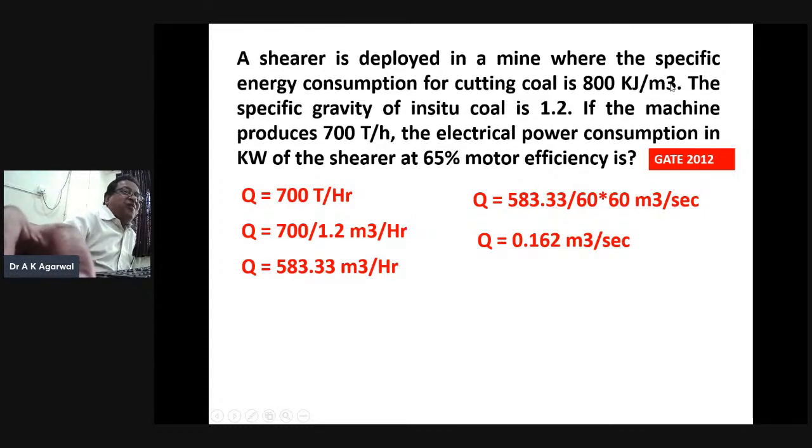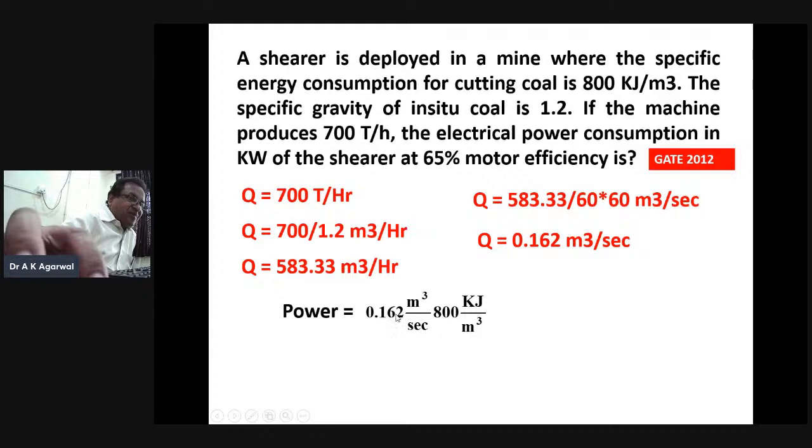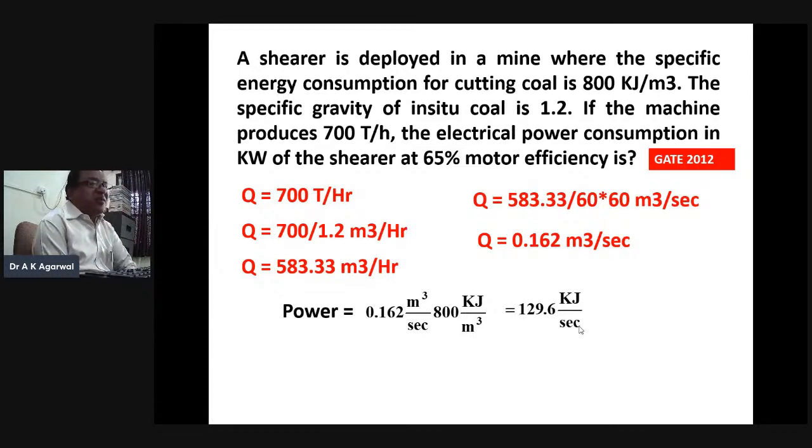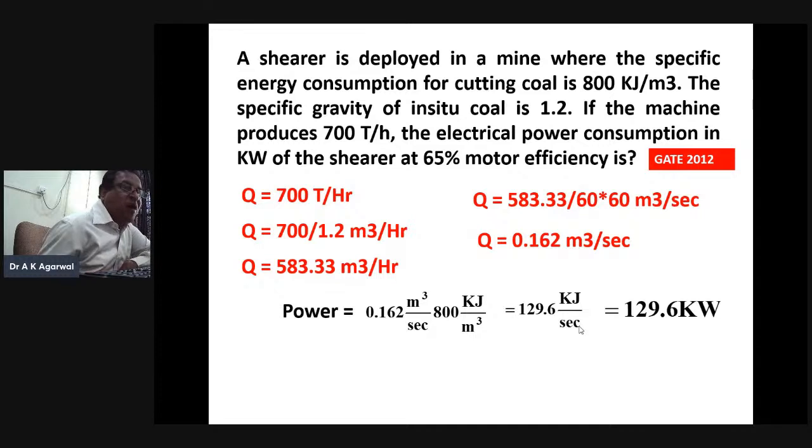And for 1 meter cube of coal, 800 kilojoule energy is used. So power is equal to 0.162 meter cube per second production into 800 kilojoule per meter cube, and so it becomes 129.6 kilojoule per second. This is power. Kilojoule per second means kilowatt. So it is 129.6 kilowatt.